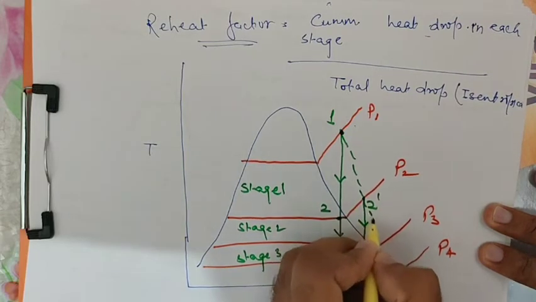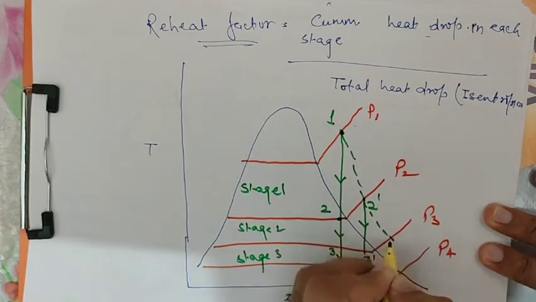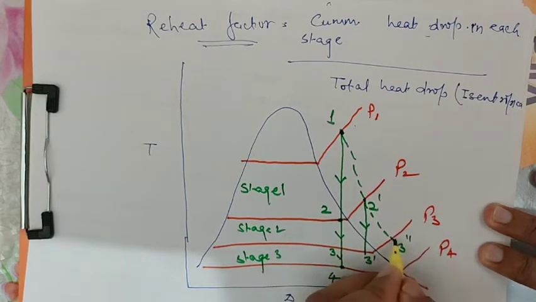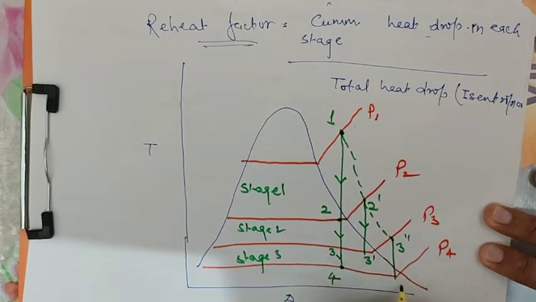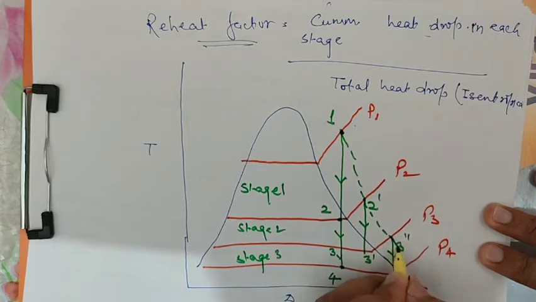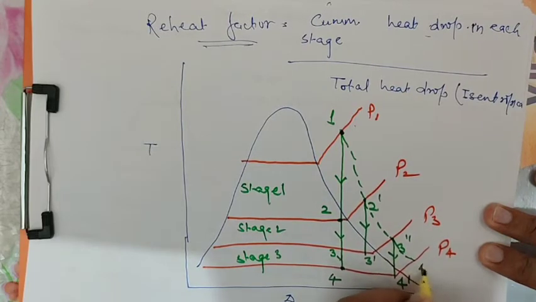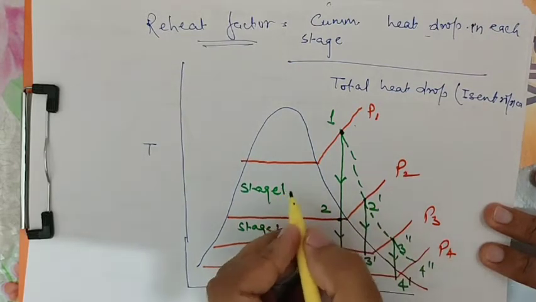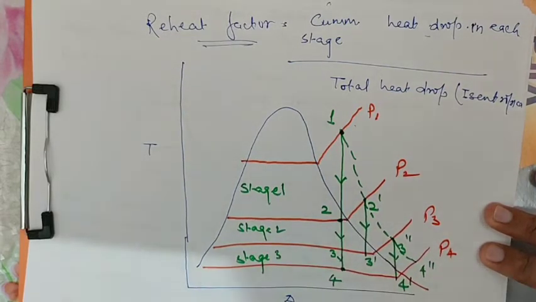So again, actually it will be 3 double dash. In the same way, next, this is 4 dash. This is the third stage isentropic expansion, and actually it is 4 double dash. So there are 3 stages: stage 1, stage 2, stage 3.